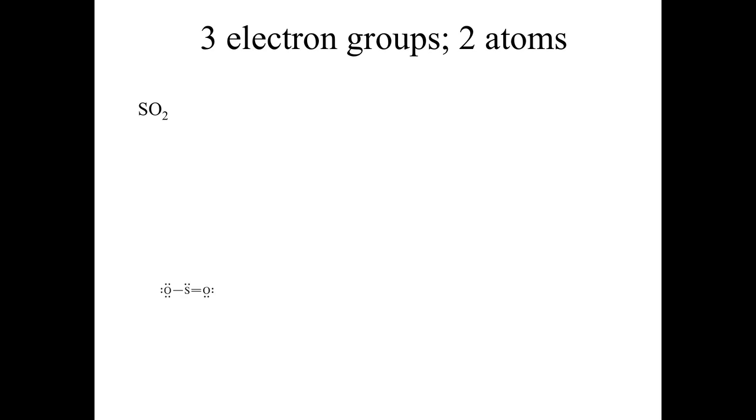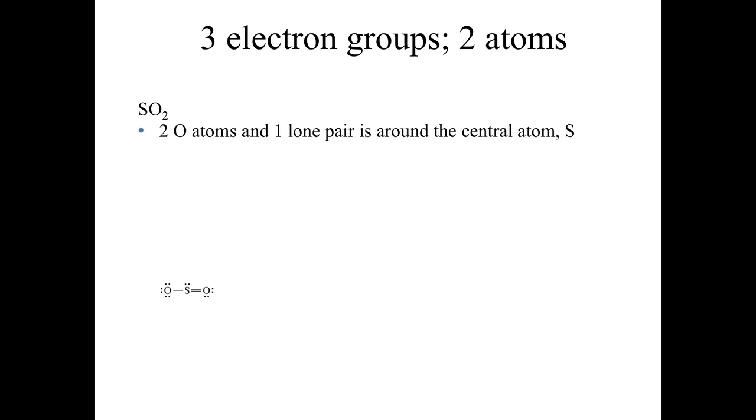And drawing the Lewis structure for SO2, I would see that sulfur is singly bonded to one oxygen and doubly bonded to another oxygen, with a lone pair also. So from this Lewis structure, how many electron groups does it have? We said this was a 3 electron group, so let's count it. A single bond, a double bond, and a lone pair. So 1, 2, 3 electron groups.